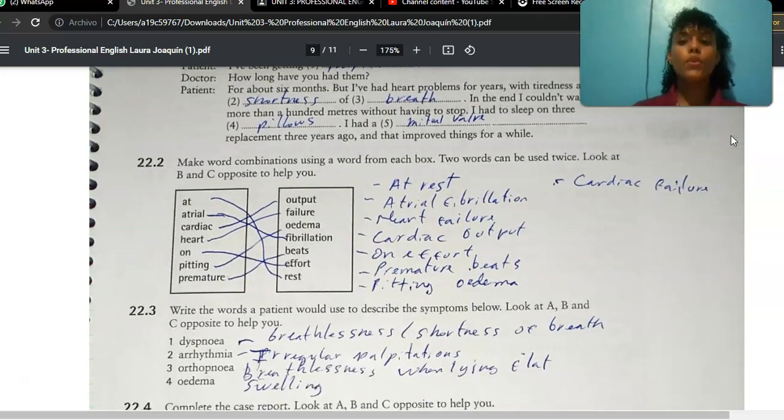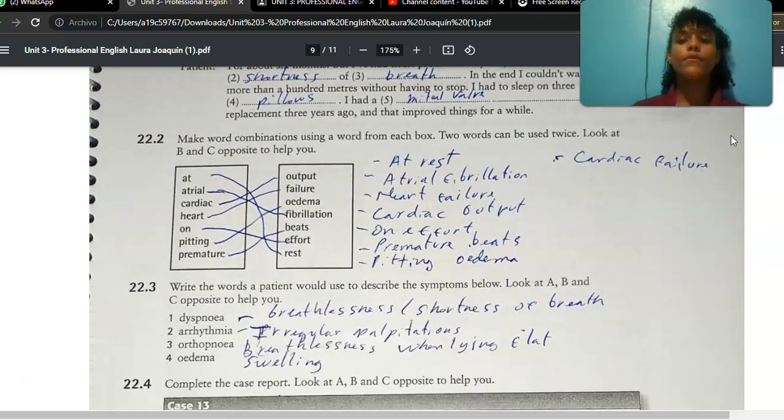Make word combinations using a word from each box. Two words can be used twice. Look at B and C opposite to help you. At rest, atrial fibrillation, heart failure, cardiac output, on effort, premature beats, brain edema, cardiac failure.